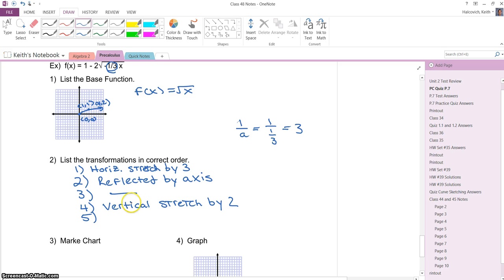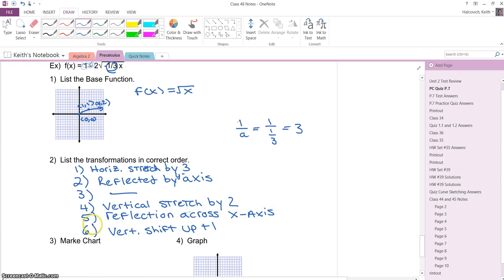The fifth thing you would do is if there's a reflection, and yes, there is because of that negative sign. So there's a reflection across the x-axis. This one is y-axis. And then the sixth thing you would do is any vertical shift up or down. In this case, there is a vertical shift. And it's up 1 because that is a positive 1. So it's up 1.